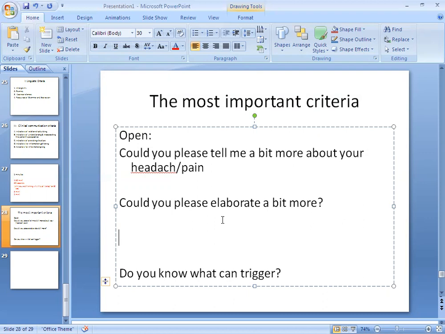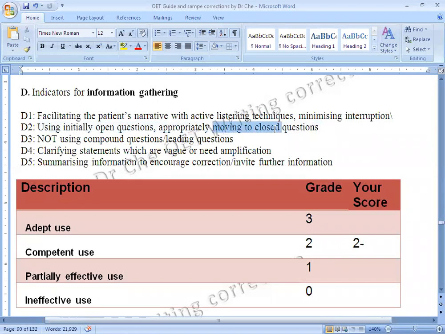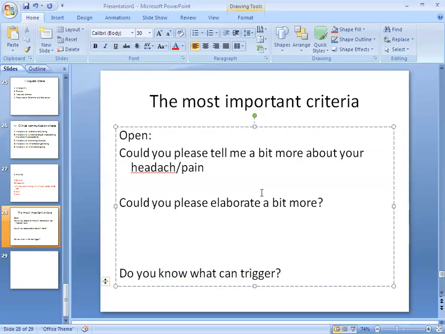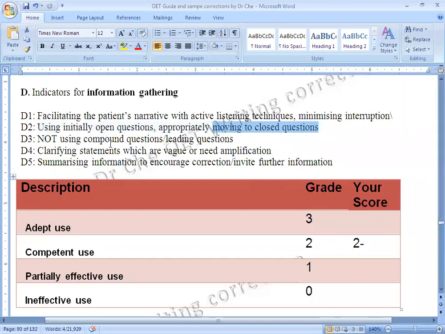If you ask, is this pain severe or mild, or how severe is your pain on a scale of 1 to 10, where 1 is the minimum and 10 is the maximum, this is also talking about severity. This is also a closed question. One question: could you please, Mr. Smith, elaborate a bit more about your condition, about your pain? Could you please tell me a bit more about your pain? Something like that, okay? Then you appropriately move to closed questions: how long, duration and associated symptoms, so that you can reach a diagnosis.